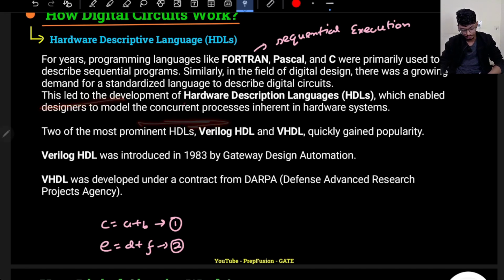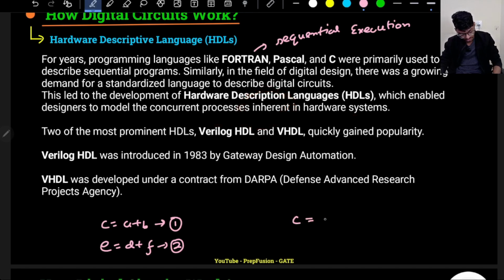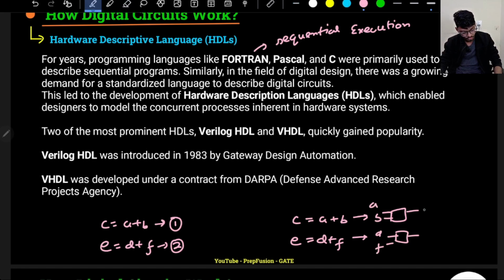So this led to the development of HDLs, also known as hardware description languages, which enable designers to model the concurrent processes inherent in the hardware system. If the same code is written in Verilog or an HDL, for example D plus F, both of these will happen in parallel, because I will have two adders. The inputs will be A and B here, and D and F here, and the outputs will be C, F, and E.